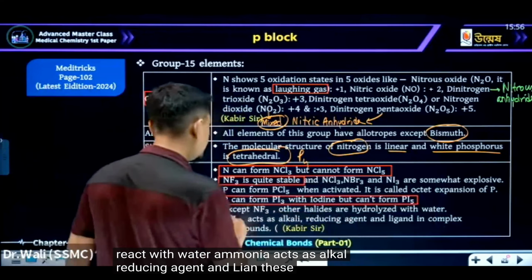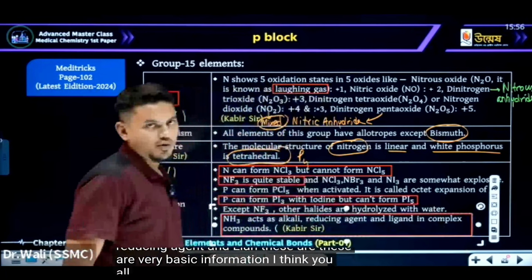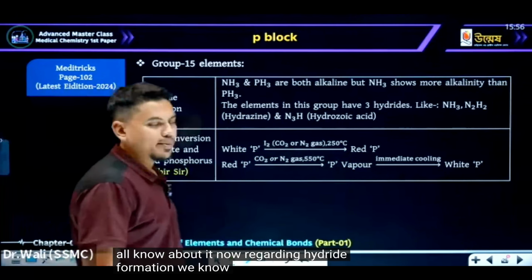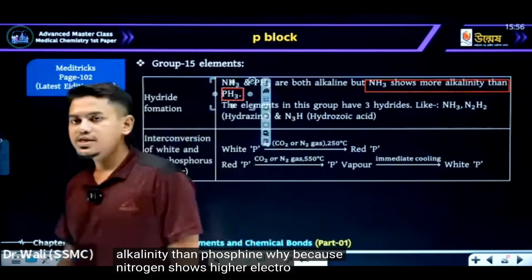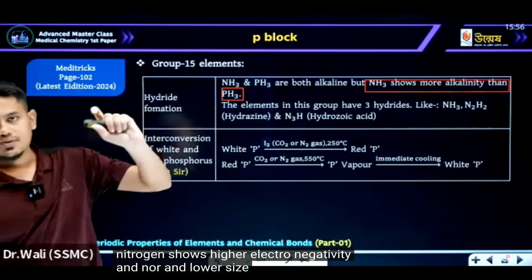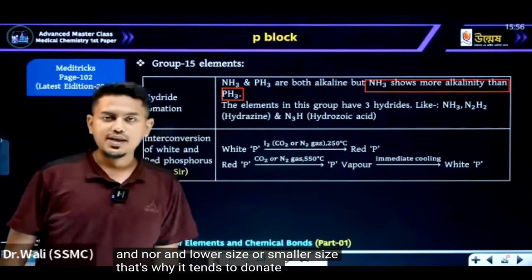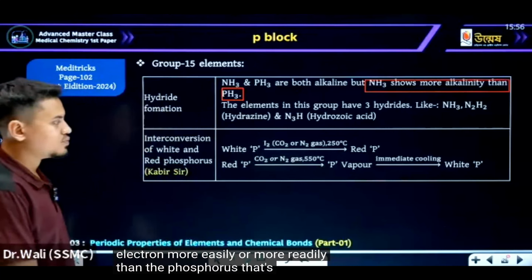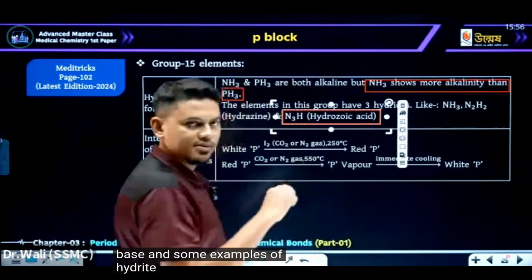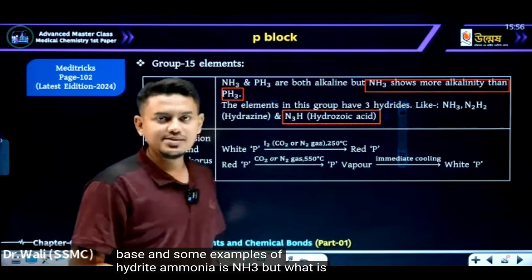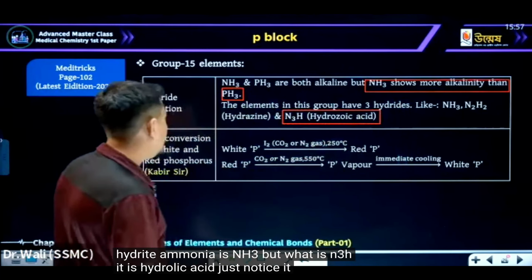Ammonia acts as alkali, reducing agent and ligand. These are very basic information. I think you all know about it. Now, regarding hydride formation, we know ammonia shows more alkalinity than phosphine. Why? Because nitrogen shows higher electronegativity and smaller size. That's why it tends to donate the electron more readily than phosphorus. That's why it becomes a stronger base. And some examples of hydride. Ammonia is NH3, but what is N3H? It is hydrazoic acid. Just notice it.